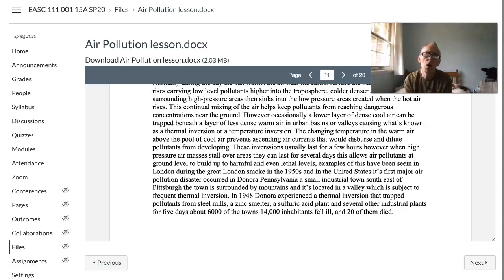So basically, in this lesson, we've talked about photochemical smog and industrial smog. What I will do in the next lesson is talk about the more regional air pollutants. These ones were more urban based pollutants. So the next one is going to look at acid deposition.